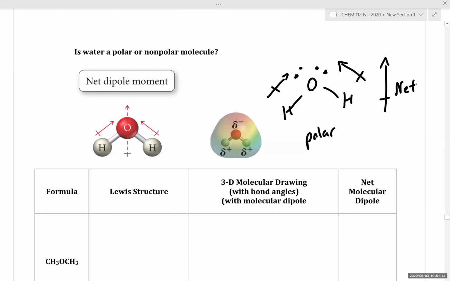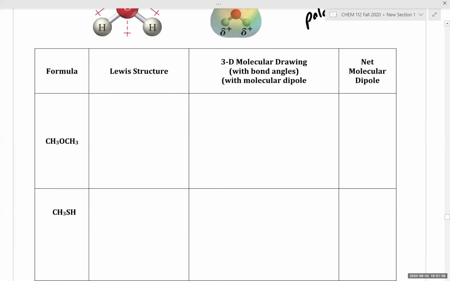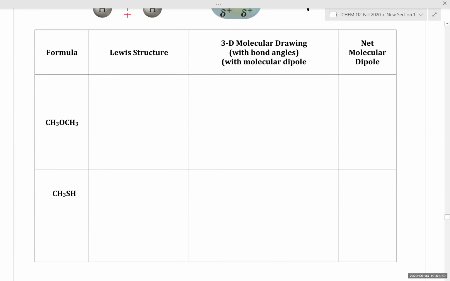What I'd want everyone to do now is we're going to look at a few examples. I'll do the first example, you'll do the second. So we're going to draw the Lewis structure, show a 3D drawing of our Lewis structure, and then indicate our net dipole.